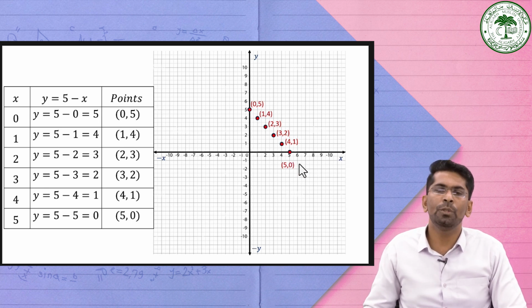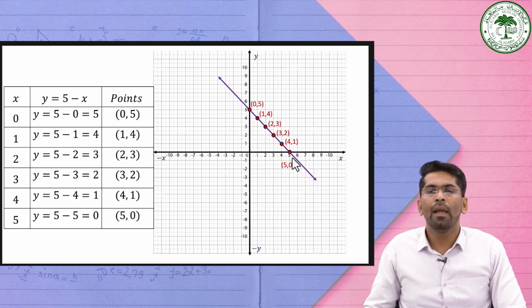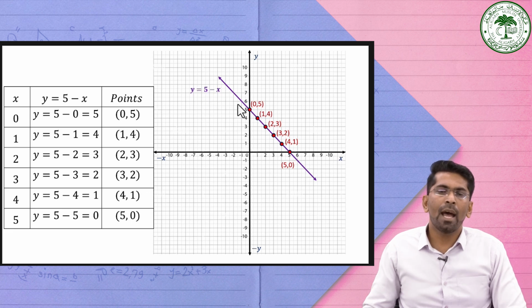We are going to join or interconnect these points by using a straight line. And this is sloping downward from left to right. This is the graph of y is equal to 5 minus x.